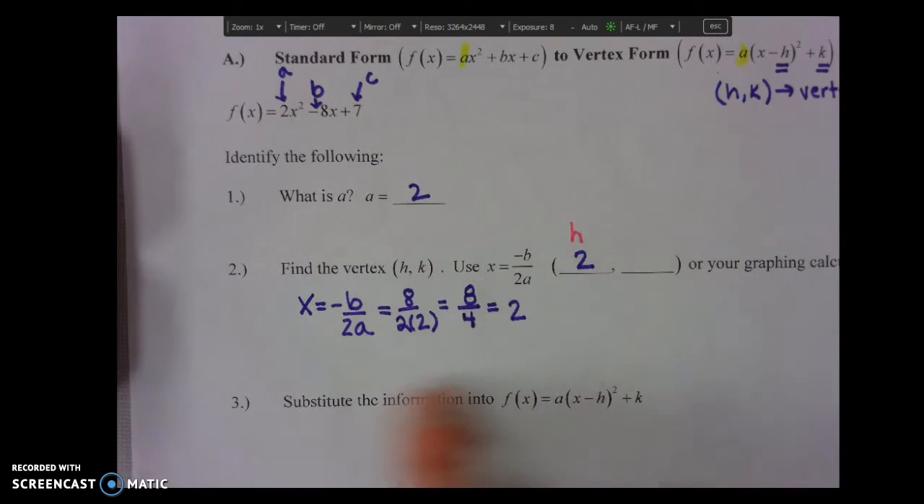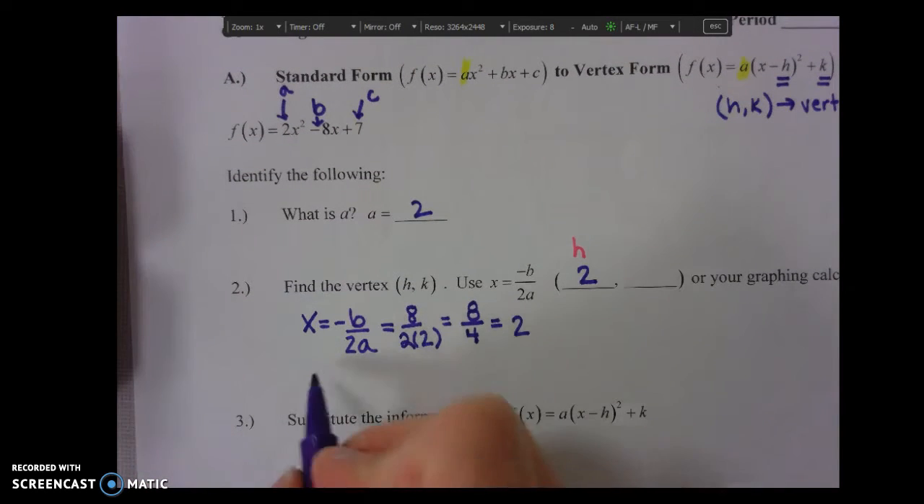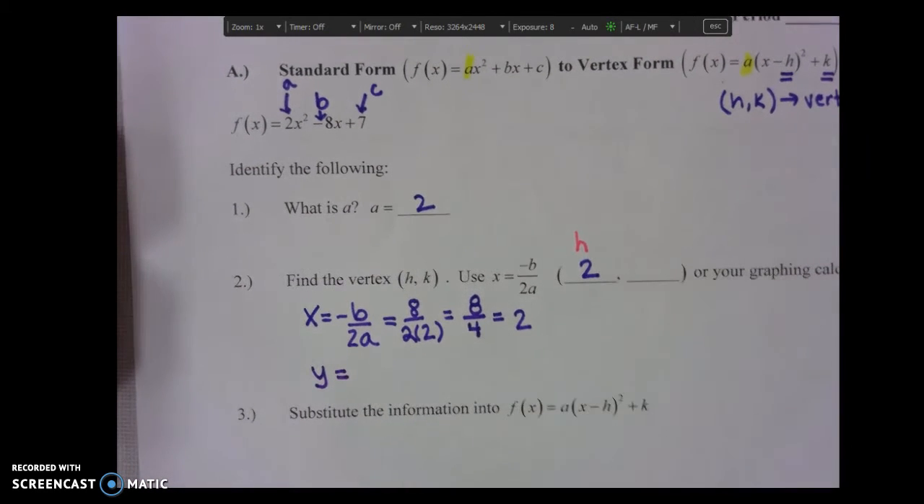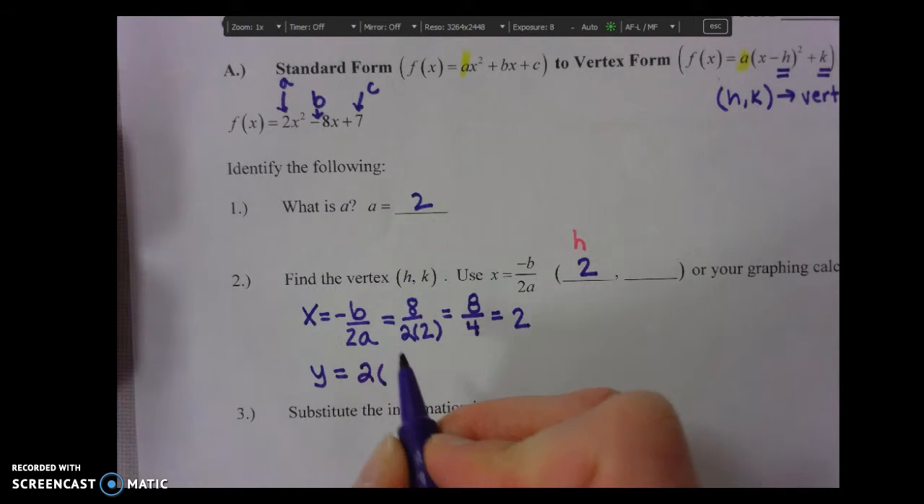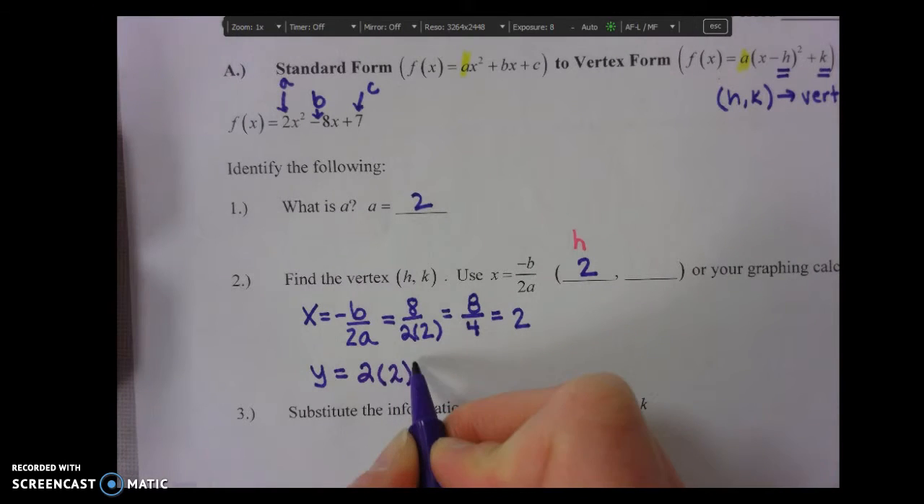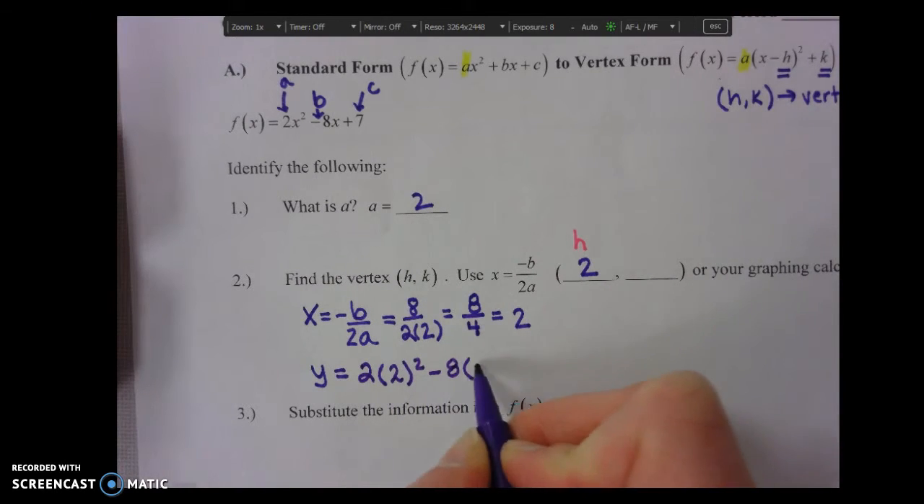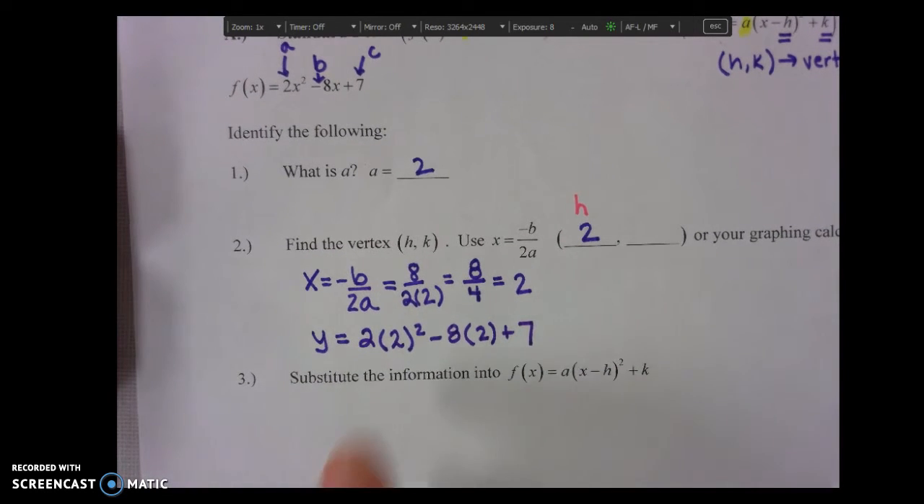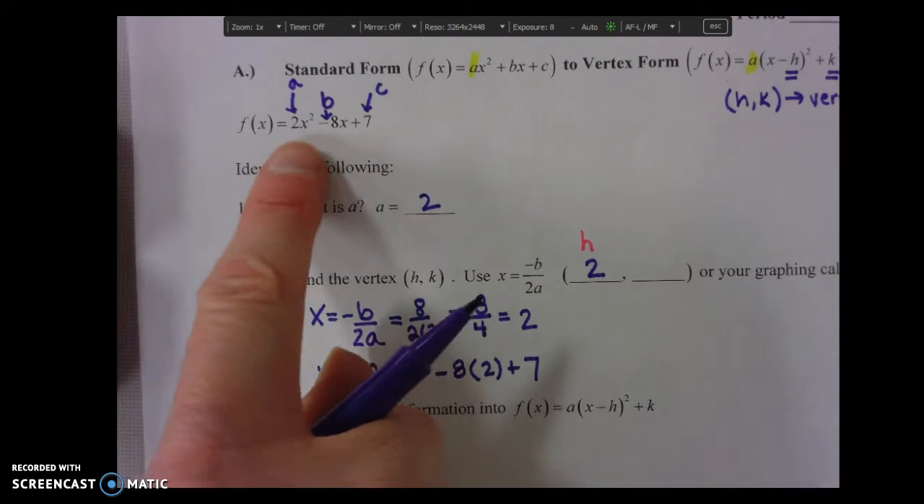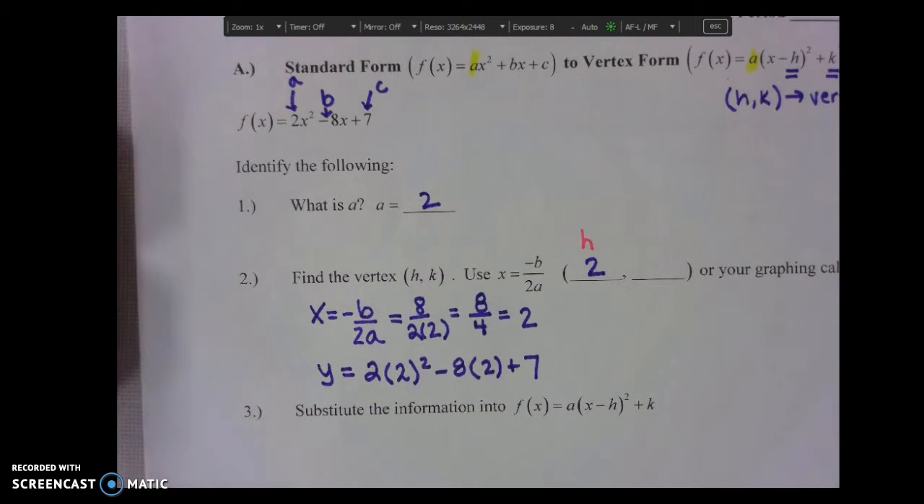If I'm doing this with algebra, how do I find y? Substitute. You're going to plug it back into this equation. Notice when I write the equation, I replace the f of x with y, because I know that f of x is y. I'm going to replace x with 2, notice in parentheses. And as long as this matches up to this, x's are gone, your value of x is in its place.